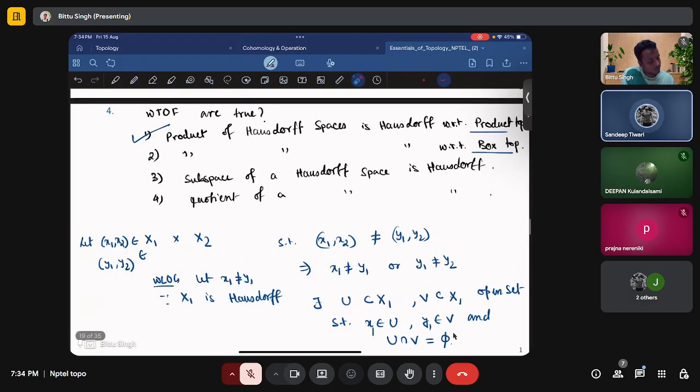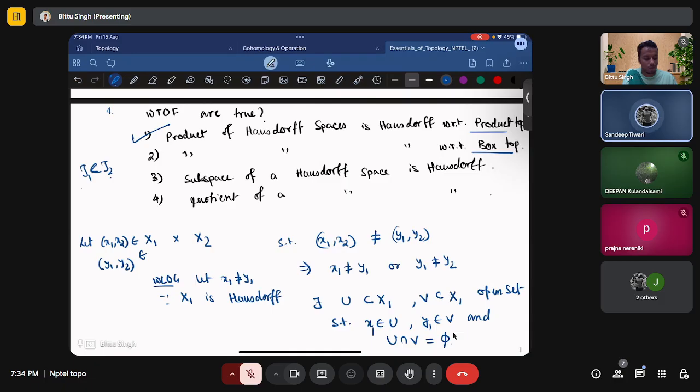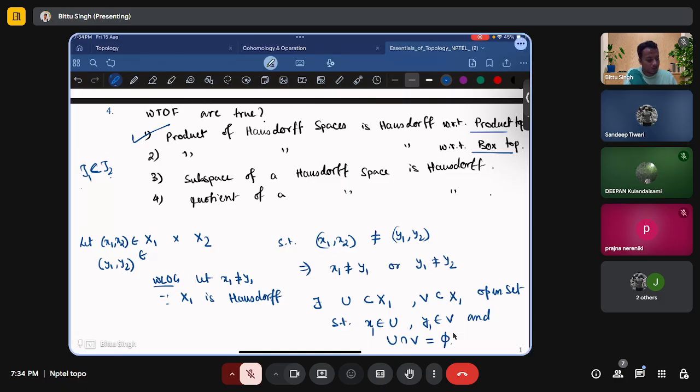Sir, if tau 1 is coarser than tau 2 and tau 1 is Hausdorff, then tau 2 is also Hausdorff? Yes, because tau 2 has more open sets. So whatever open sets we choose in tau 1, we can separate the points by the same open sets, because the same open sets also belong to tau 2.